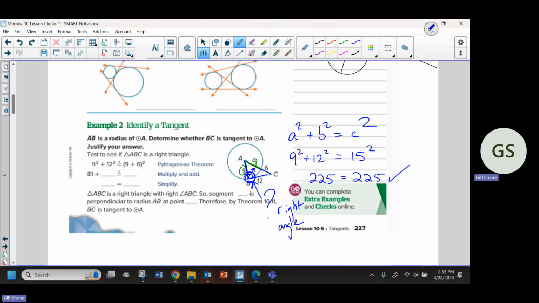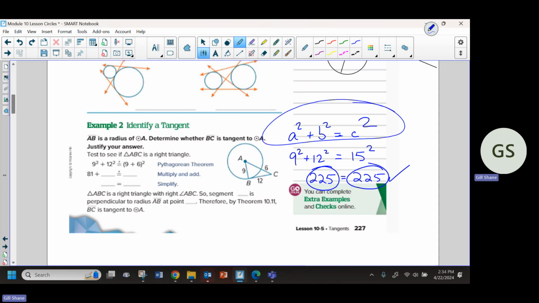So there were a couple of problems revolving around that concept. And one of them you had to solve. It told you it was a tangent line. So then you just had to use a squared, b squared, c squared to solve. And then in another problem, you had to determine whether or not the line was tangent. And you did that by just determining whether or not the left side equaled the right side when you did a squared, b squared, c squared.